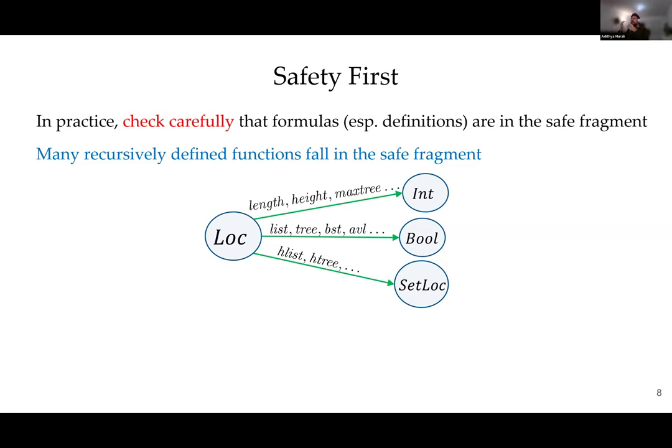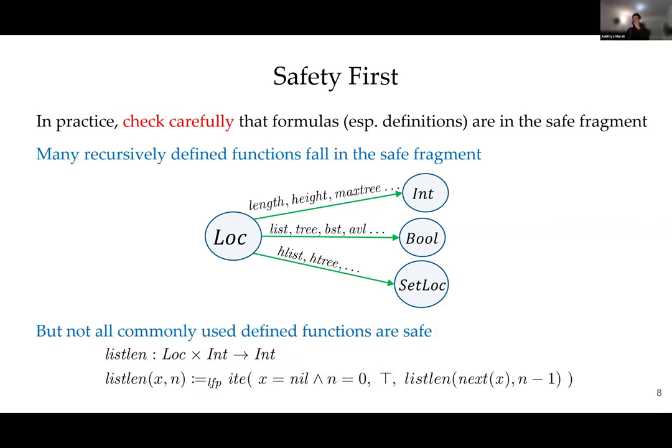And then you can have functions that compute the heaplet of a list or the heaplet of a tree, and those map locations to sets of locations, which is also one way. But importantly, not all commonly used defined functions fall into the safe fragment. So it's very expressive, but one has to be careful about modeling VCs in this fragment, because we want to take advantage of the completeness theorem.